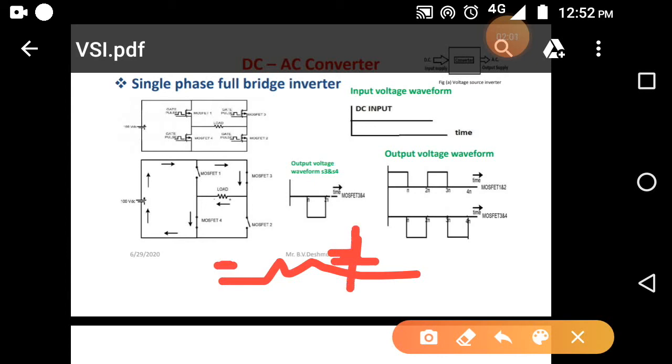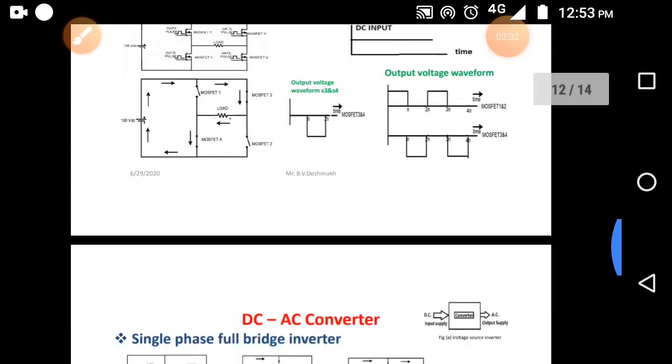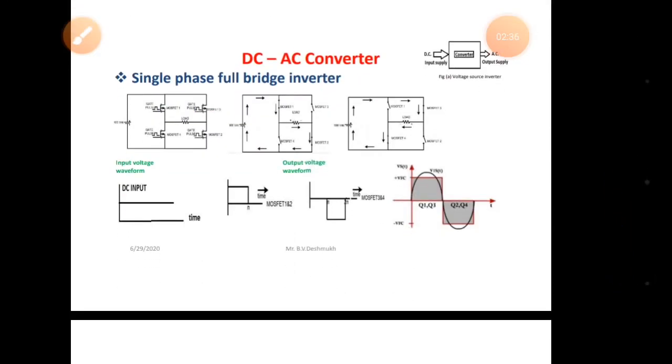So during MOSFET 1 and MOSFET 2 turn on, across the load the polarity is in one direction, and during MOSFET 3 and MOSFET 4 turn on, across the load terminal we are getting the opposite polarity. Then we can say this fixed DC supply is converted into AC supply. For better understanding, under this slide we can understand how to convert fixed DC supply into variable AC supply.